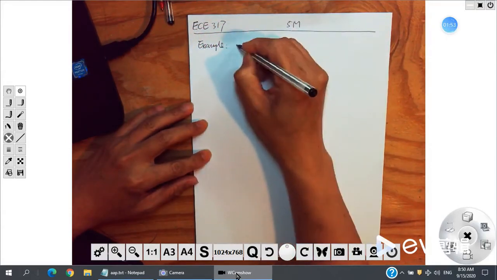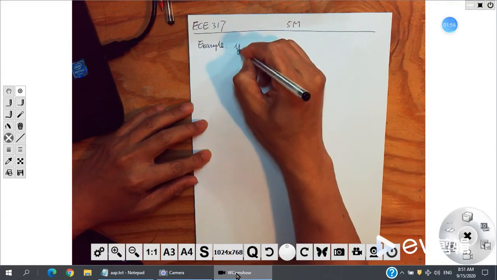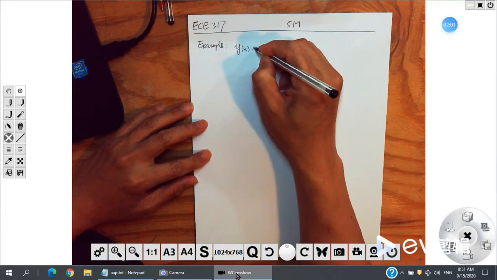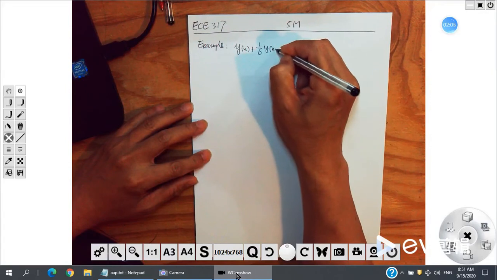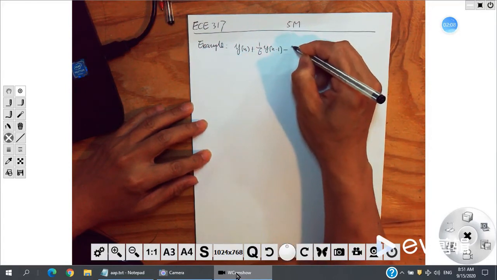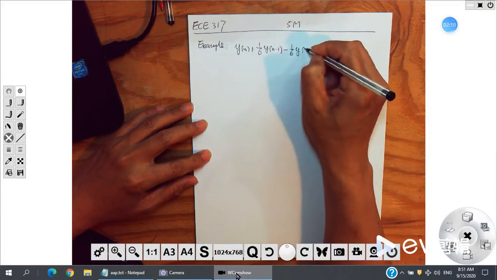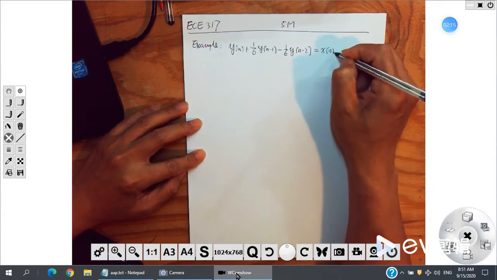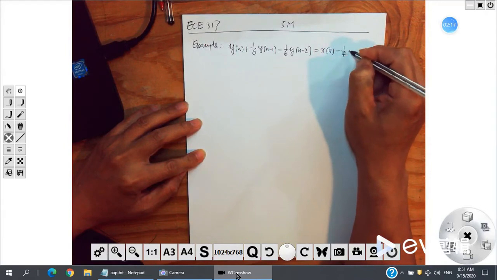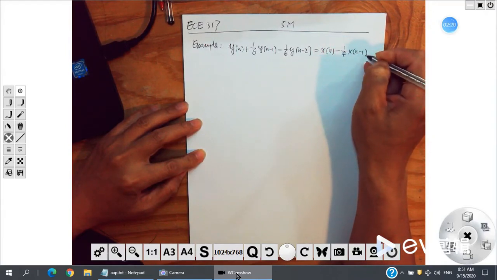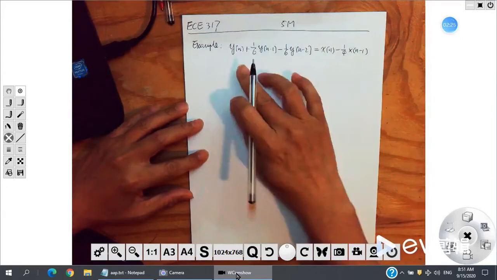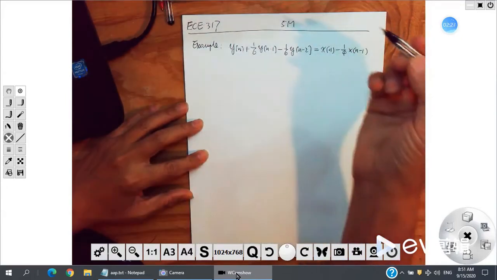We consider the system y of n plus 1/6 y of n minus 1 minus 1/6 y of n minus 2 equal to x of n minus 1/4 x of n minus 1. I suppose this is our system, right? We have a system, and input.